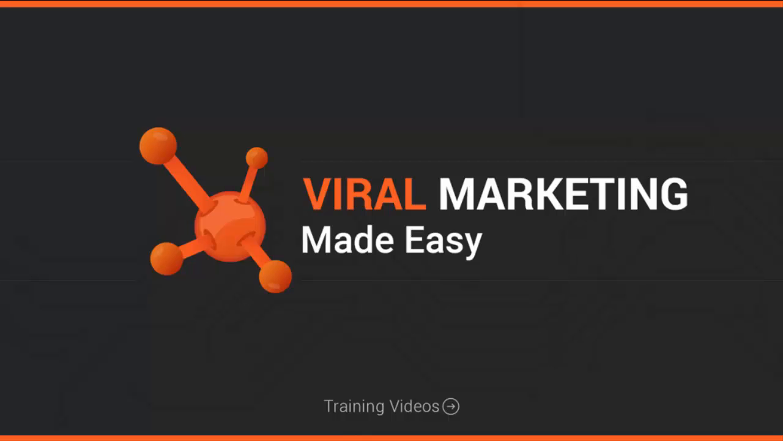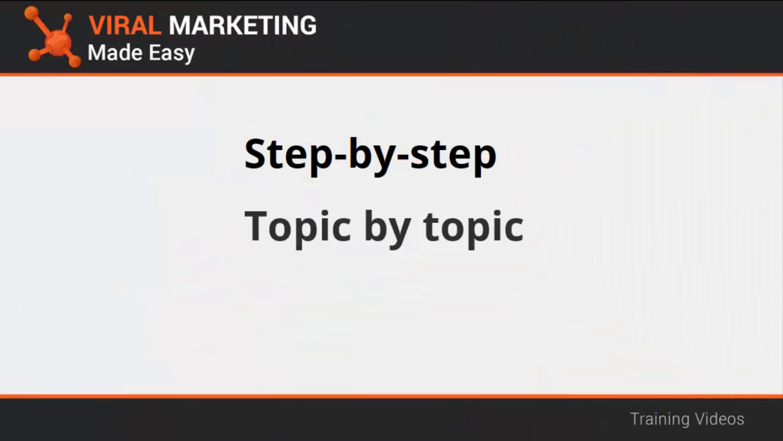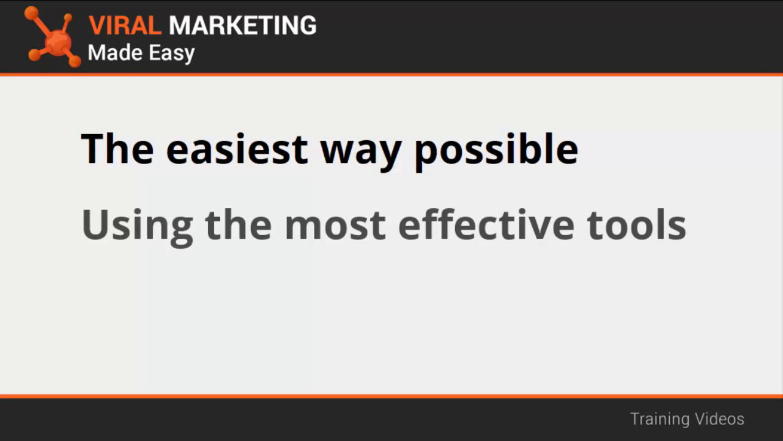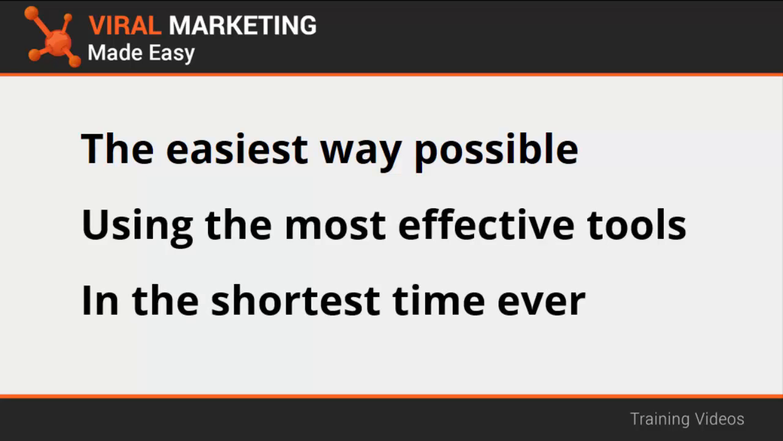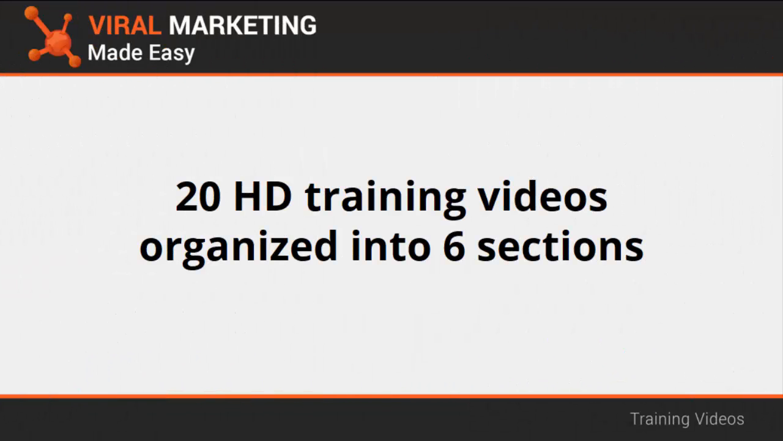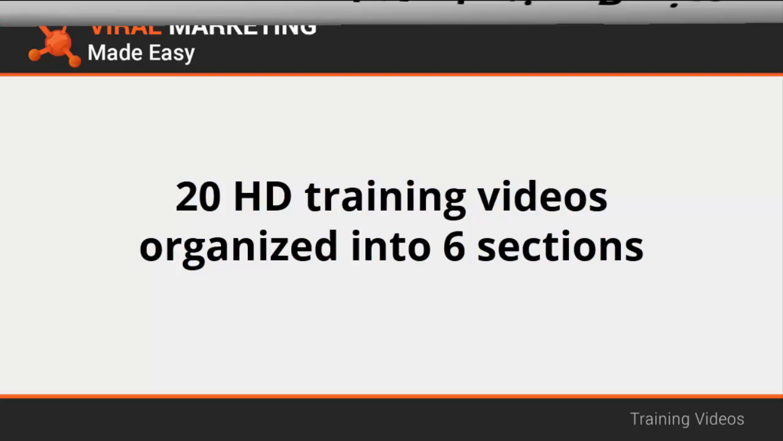This exclusive video training will show you step by step, topic by topic, and tool by tool what you need to know to dominate viral marketing in the easiest way possible, using the most effective tools and in the shortest time ever. This video training is comprised of 20 HD training videos organized into 6 sections. This is exactly what you are going to learn.